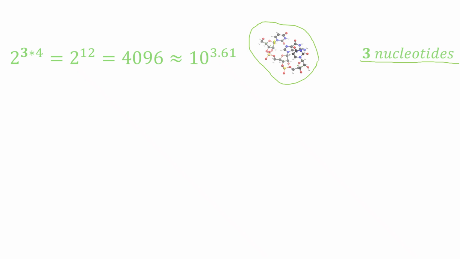Then in this expression we have 2 for each of the 2 orientations of each carbon atom, and we have 3 nucleotides times 4 of these chiral atoms in each nucleotide. So then we will have a number 2 raised to the 12th, and this equals 4096, which is approximately 10 raised to the 3.61.